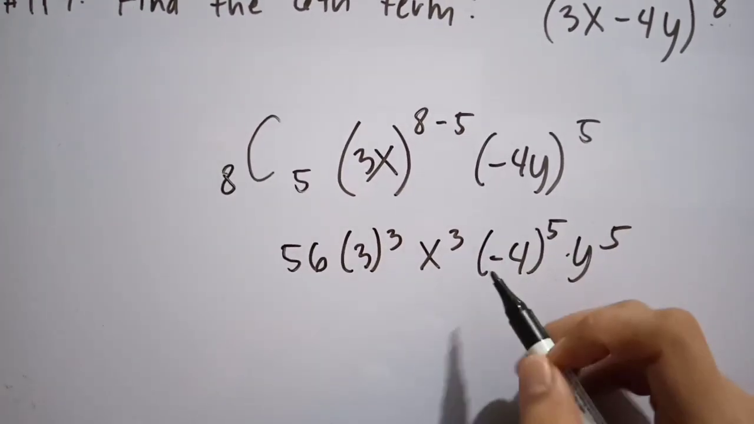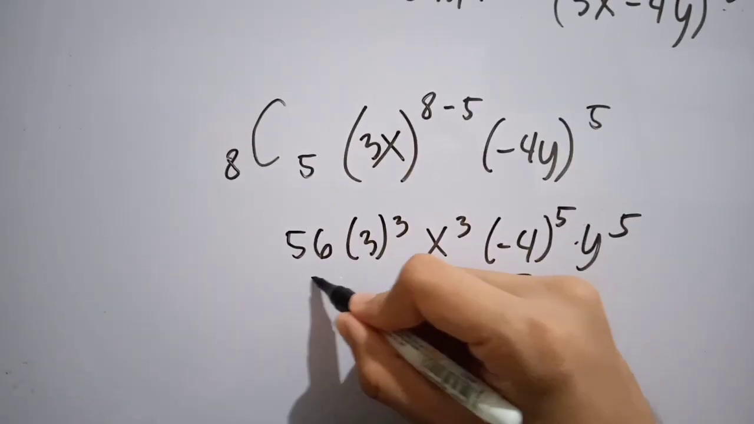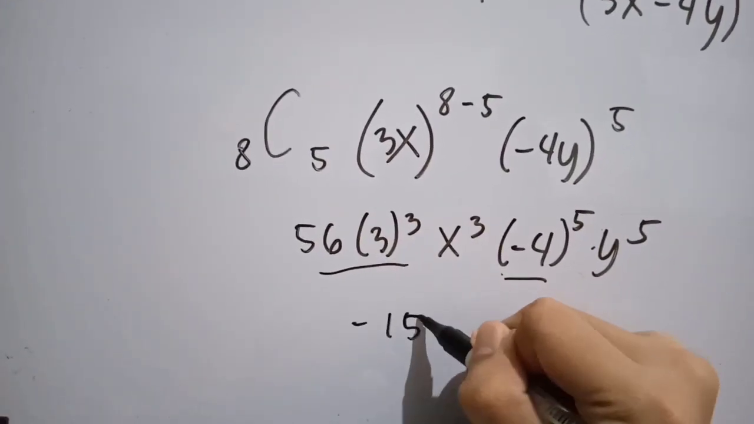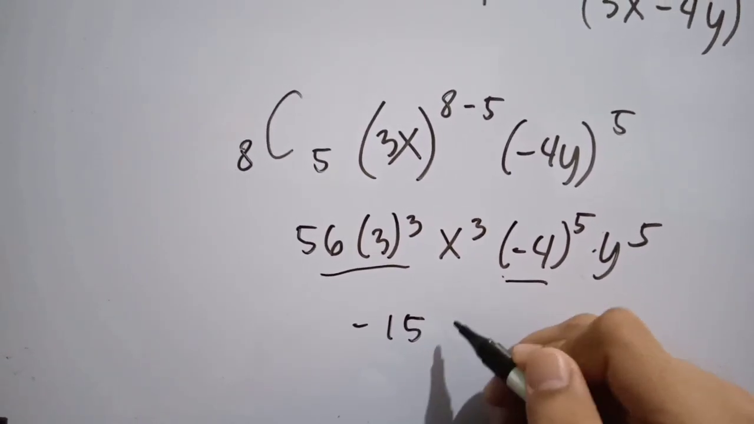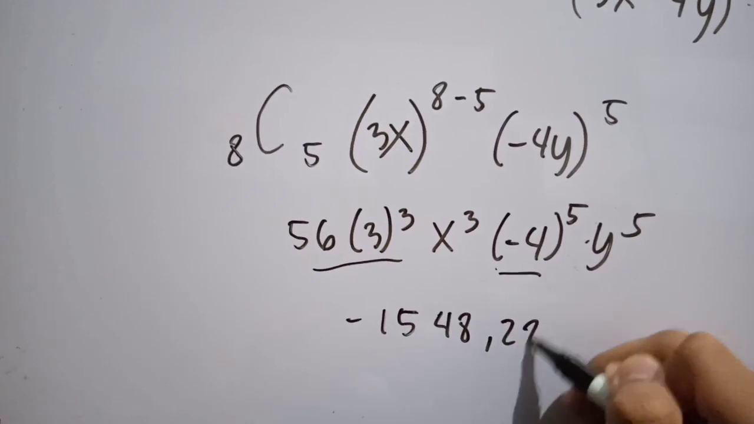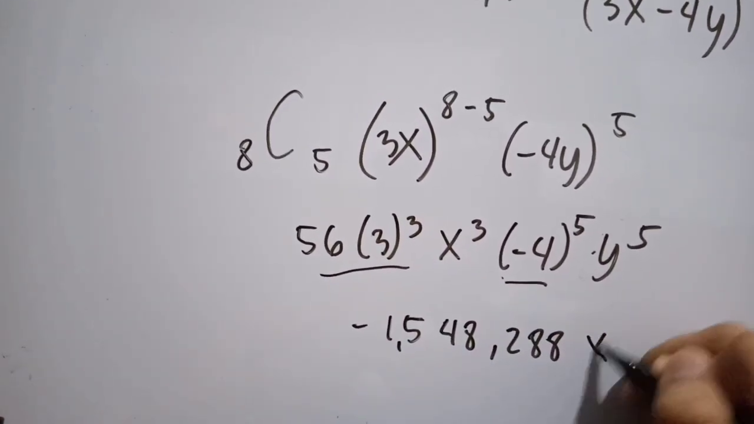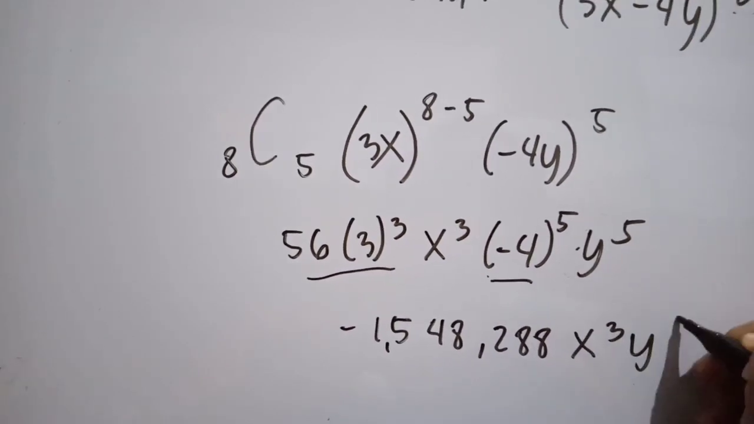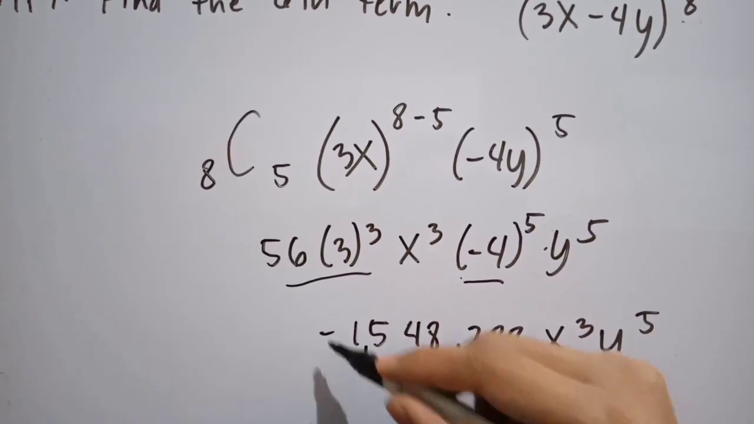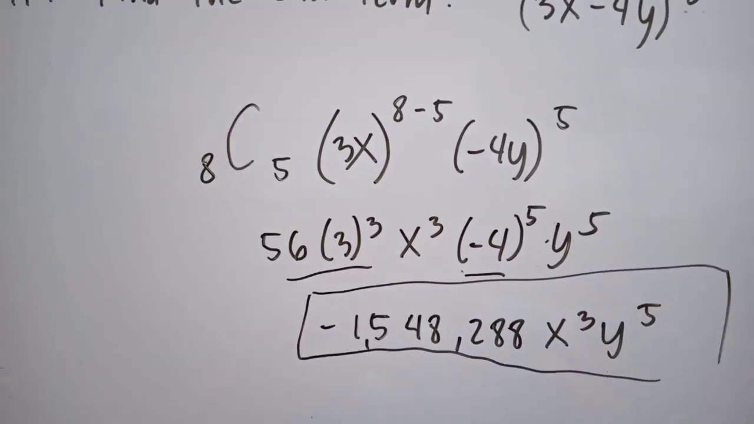So, ito magiging negative. Multiply mo lang itong mga to, itong mga coefficient niya. Ito at itong dalawang to. Negative 1,548,288 x cubed y raised to 5. So, ito yung 6th term na hinahanap natin. Ito yung sagot sa problem na to. Yan.